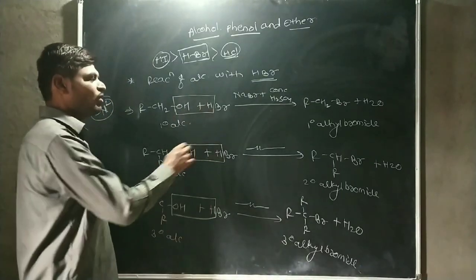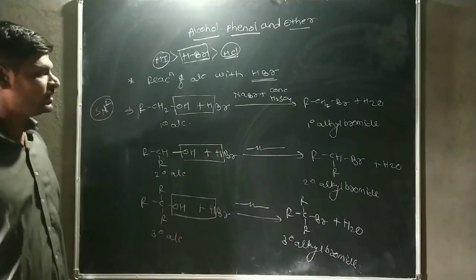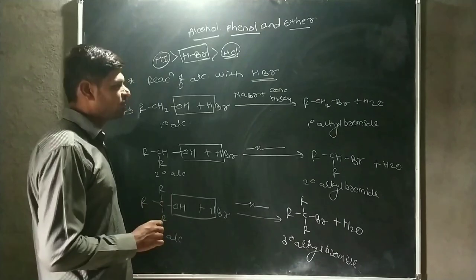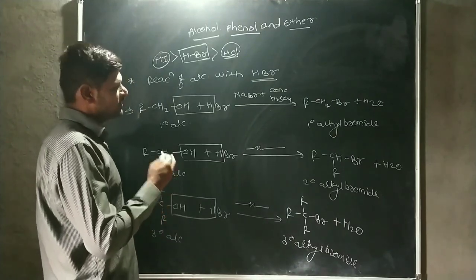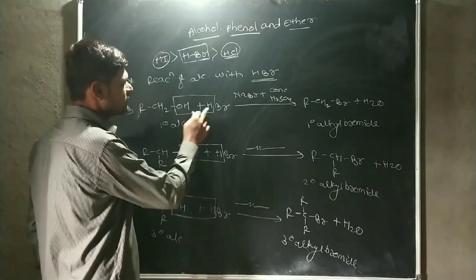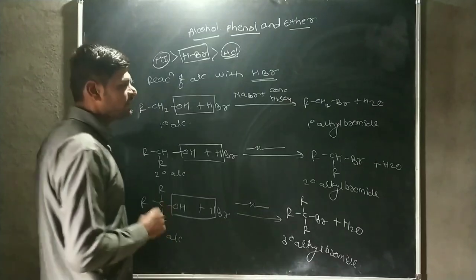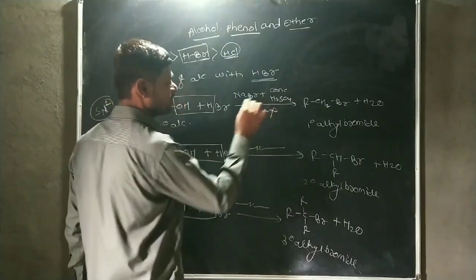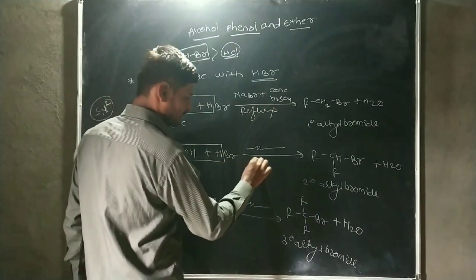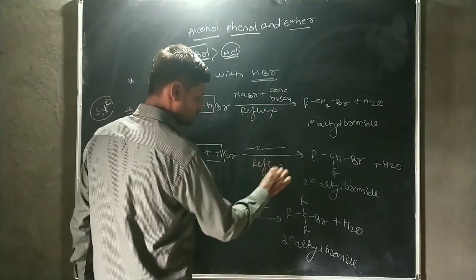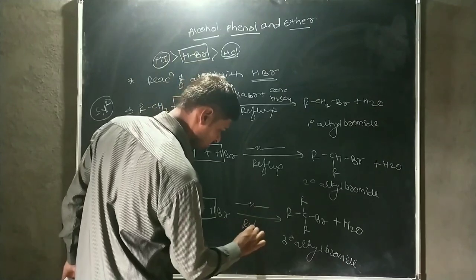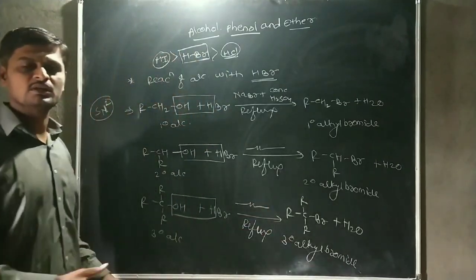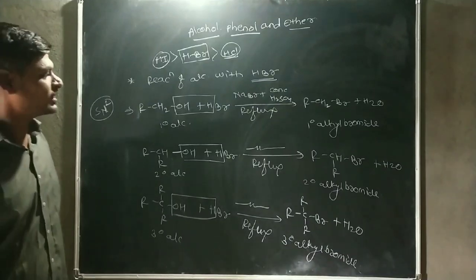Then this bond breaking does not happen with HBr alone. Therefore, this bond breaking happens when the solution is refluxed. This secondary alcohol is refluxed with HBr. This tertiary alcohol is refluxed with HBr. Reflux means strong heating.